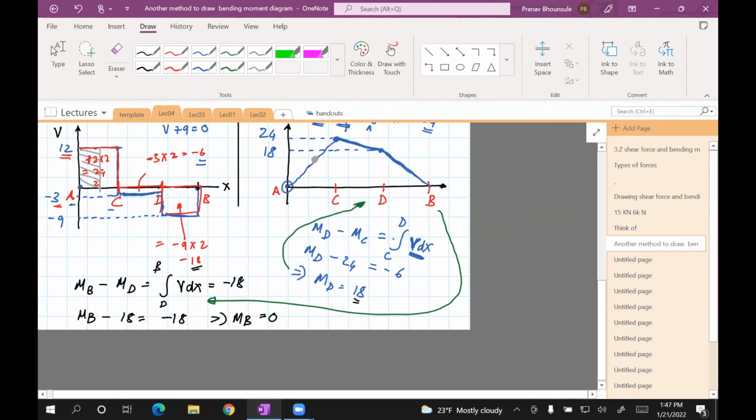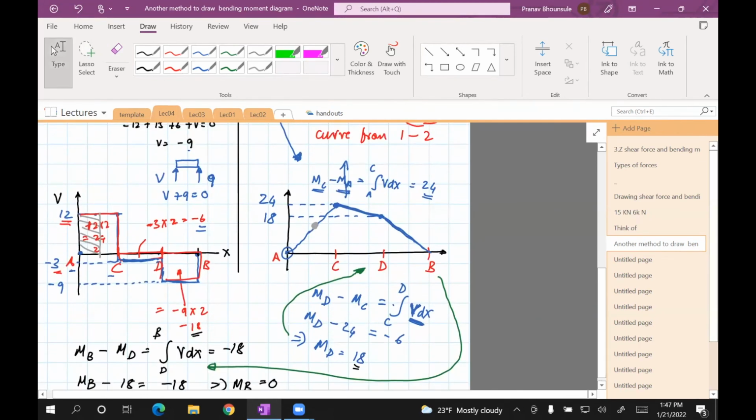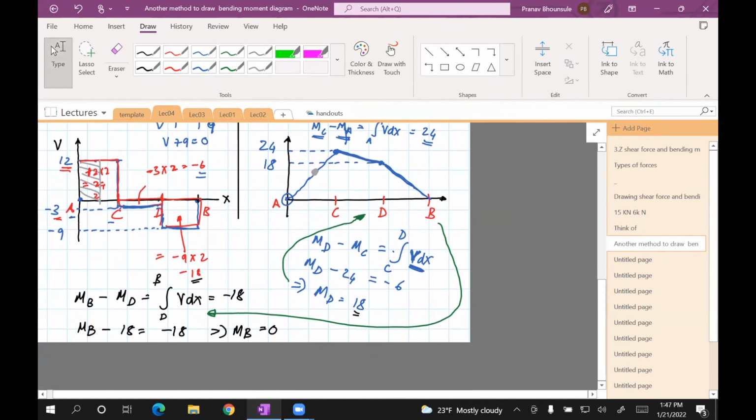And that's it. That completes the bending moment diagram without really doing much work, just using the area of the rectangles. And as I said, it's a straight line because V is constant, it'll come out, and when you integrate, you get a function of x. So there's an underlying linear function there.